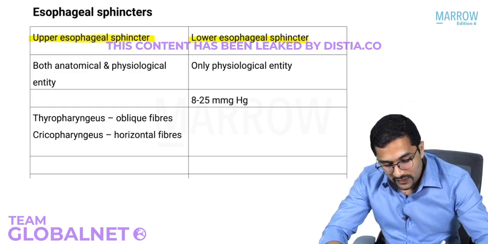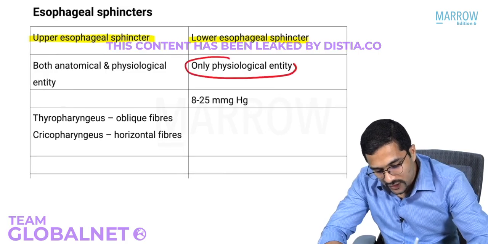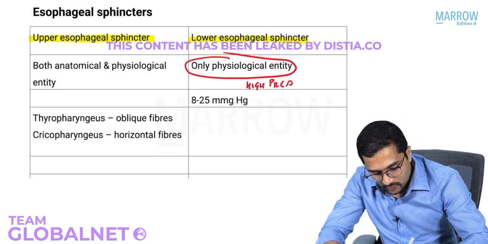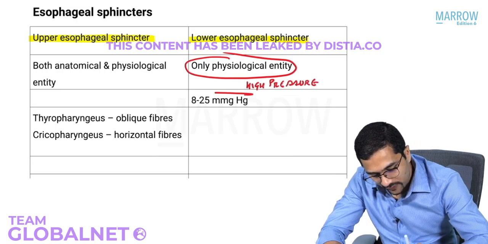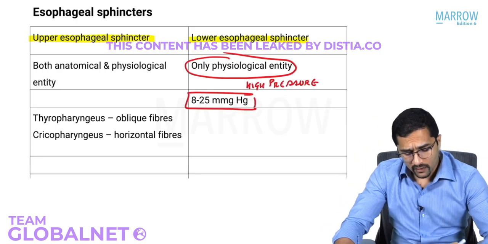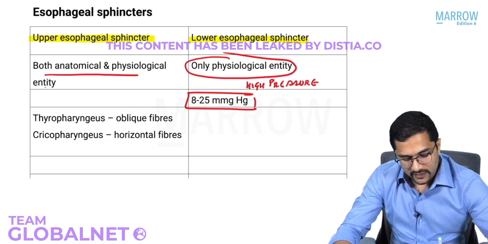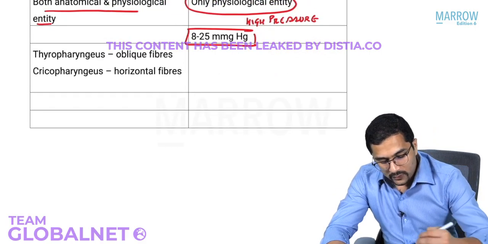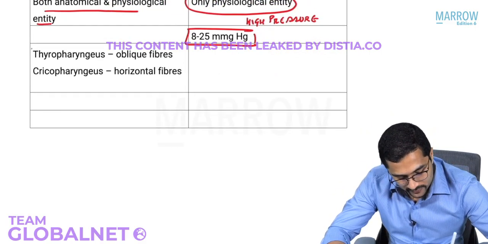So the lower esophageal sphincter is only a physiological entity. That means only a zone of high pressure. And the pressure in the lower esophageal sphincter is 8 to 25 millimeters of mercury. Whereas the upper esophageal sphincter is both an anatomical and a physiological entity, and it is formed by two fibers of the inferior constrictor muscle.